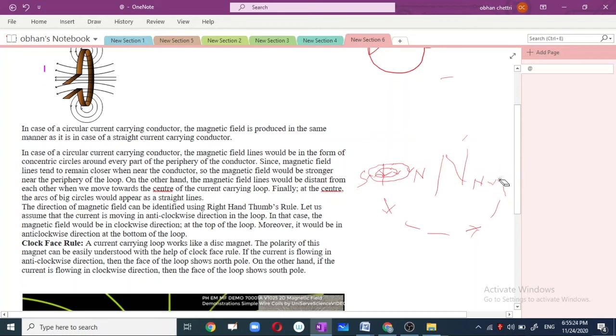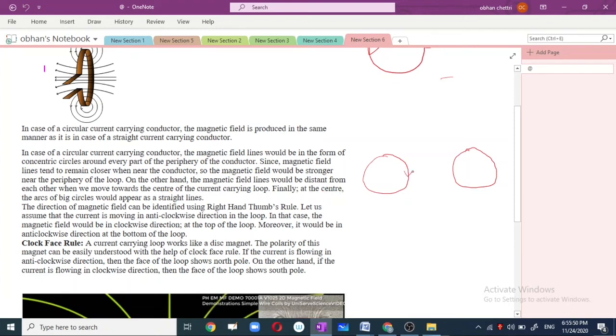Now let me give you a very simple hint. Remember all the things we have studied just now. Let me make circular loop 1 and circular loop 2. In the first case, suppose the current is flowing in the clockwise direction, and in the second case, the current is flowing in the anti-clockwise direction. This is anti-clockwise, this is clockwise, right?